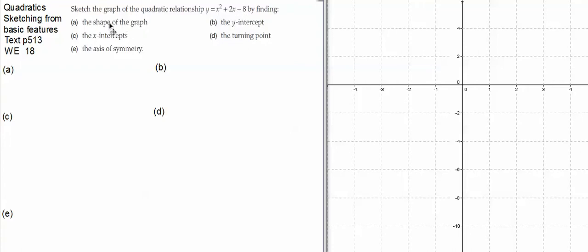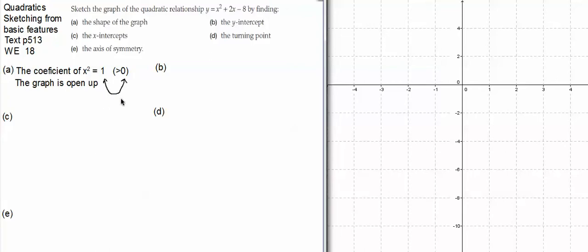First of all, the shape of the graph. We want to answer, does it open up or open down? Well, if you look at the equation, the coefficient of x squared is 1. The number in front of x squared is 1. Now because that's greater than 0, we've learnt that the graph is always open up. It has a shape which looks like this, open up, or a smiley face.